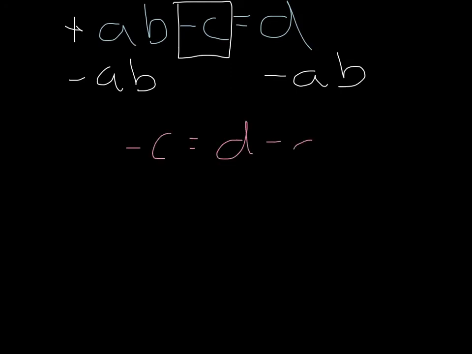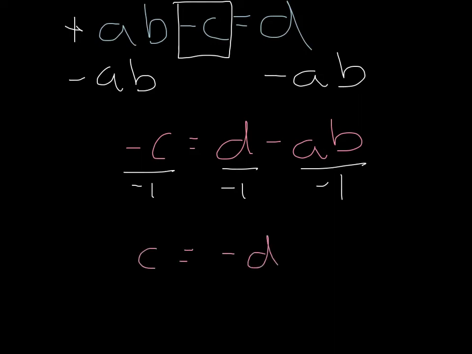D minus AB, and now I want to get C by itself, so I want to get rid of that negative 1. I'm going to divide by negative 1. All that's going to do is change all of my signs throughout the entire problem. So that's going to become negative D, and that's then going to become positive AB.